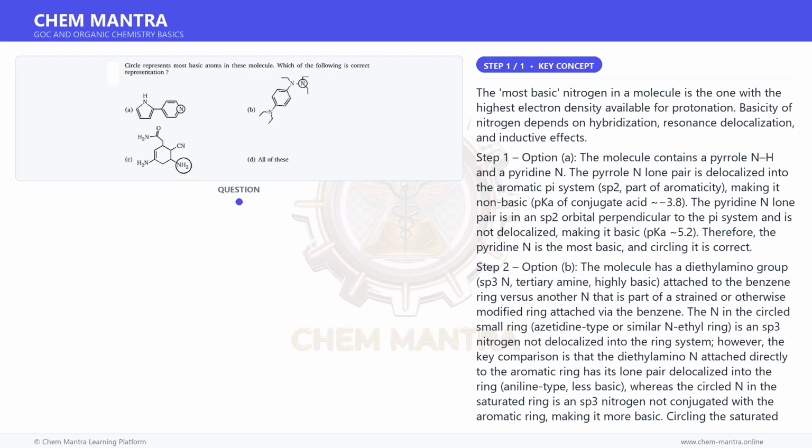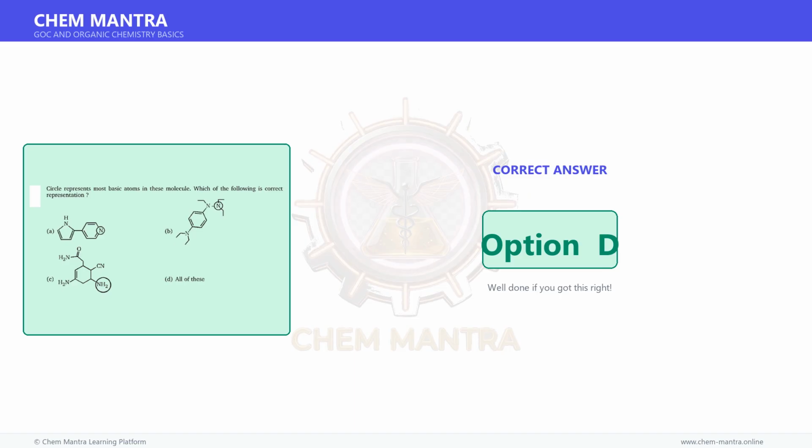Why do other options fail individually? Each of A, B, C alone is only partially correct. The question asks which is the correct representation among the choices, and since all three individual representations are correct, the answer must be D. Therefore, the correct answer is option D.